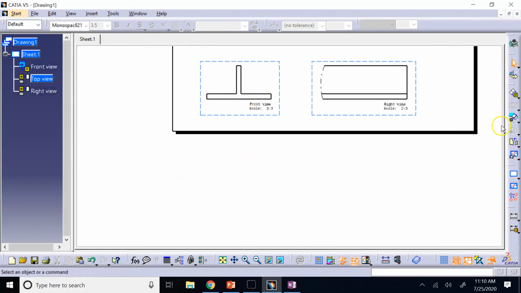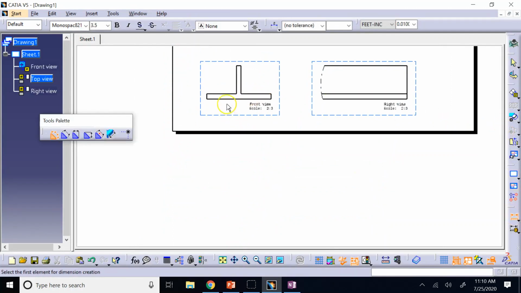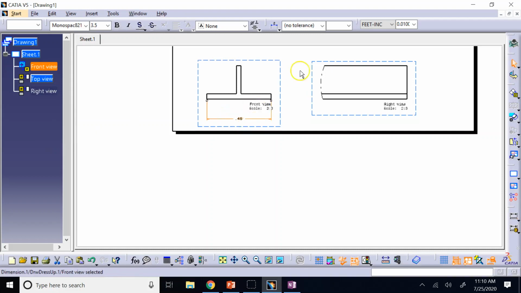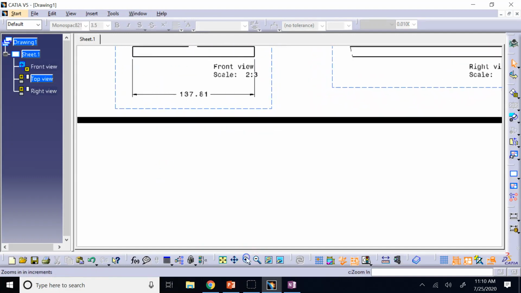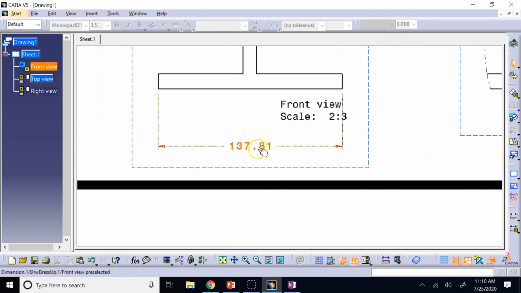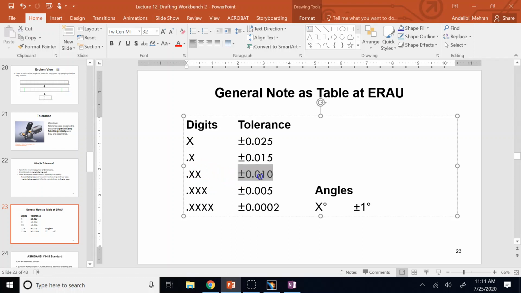I want this part to be made, and I use the dimension tool and say, hey, this guy, let's convert it into mils or inches. Let's convert it into mils. So you say this guy is 137.81. Okay, that's the dimension that I want you to make for me. Since you use 2 decimals after the decimal point, for the machinist, it means what? The max tolerance they can have is plus and minus 0.01.